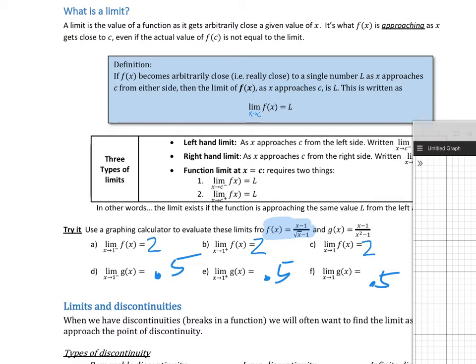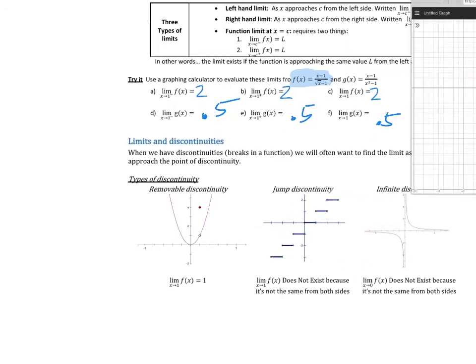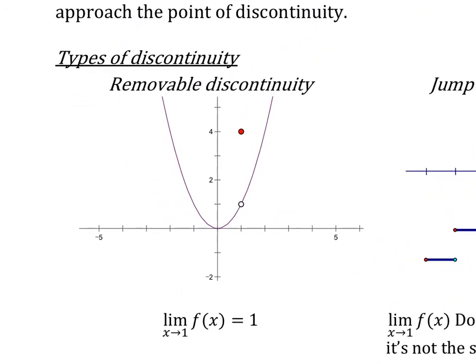Now those last couple graphs had holes in them. We couldn't see them on Desmos there because the holes were so tiny. But that's what we call a removable discontinuity. And hopefully this sounds a little familiar from past math classes. When we have a hole in a graph, that's a removable discontinuity.